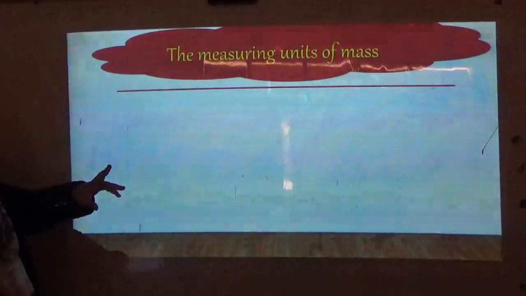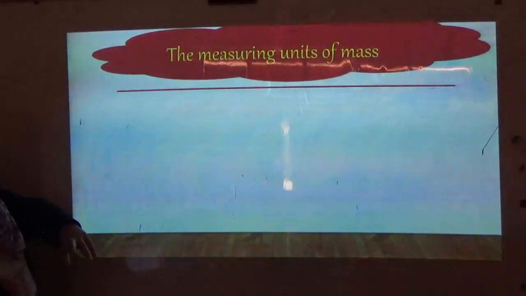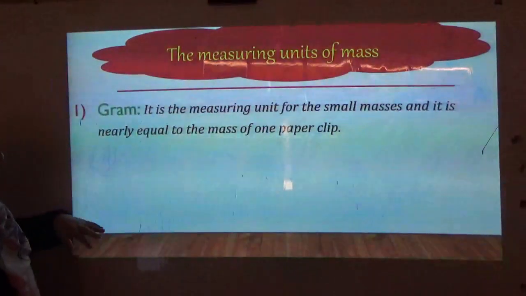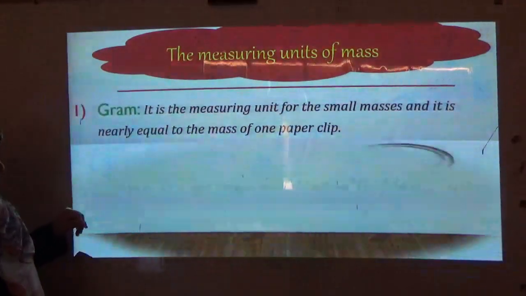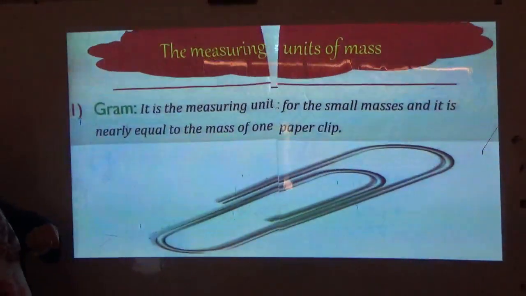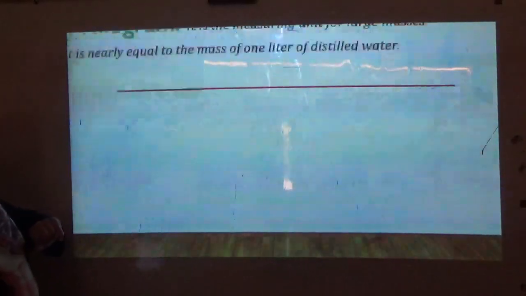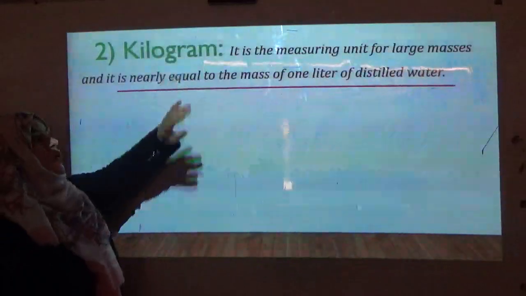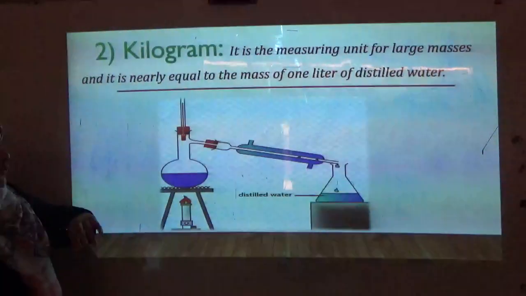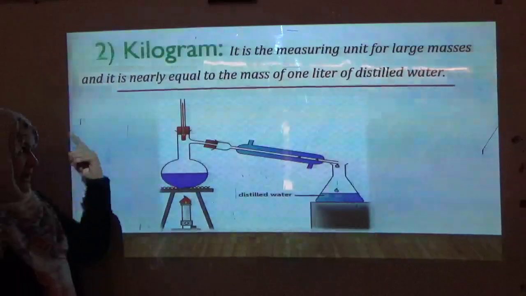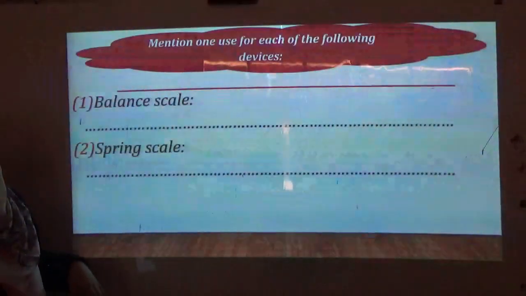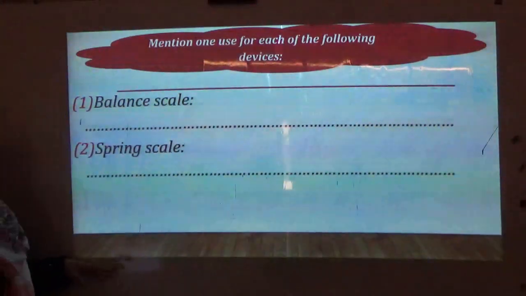Then we talked about the measuring units of mass. We have 2 units. One of them is used for the small objects, which is gram. Gram is used for the small objects like gold and silver, and the mass of 1 gram is nearly equal to the mass of 1 paper clip. Then the unit which is used for the large objects like fruits and vegetables is called kilogram. And as I mentioned before, the mass of 1 kilogram is nearly equal to the mass of 1 liter of distilled water. And as I mentioned before, this is your homework.